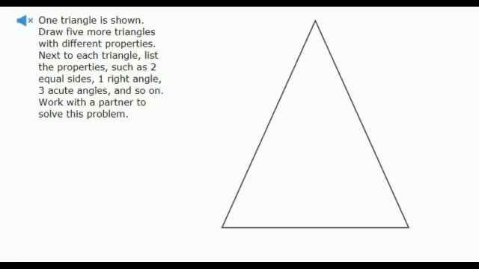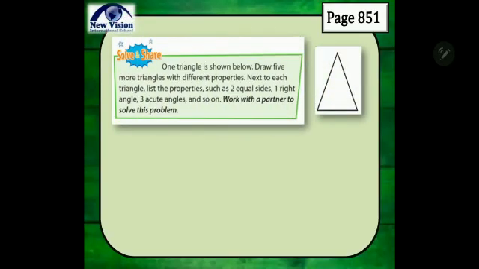One triangle is shown. Draw 5 more triangles with different properties. Next to each triangle, list the properties such as 2 equal sides, 1 right angle, 3 acute angles, and so on. Work with a partner to solve this problem. Alright, let us answer the solve and share. So we need to draw another 5 triangles and we will write the properties of each triangle.